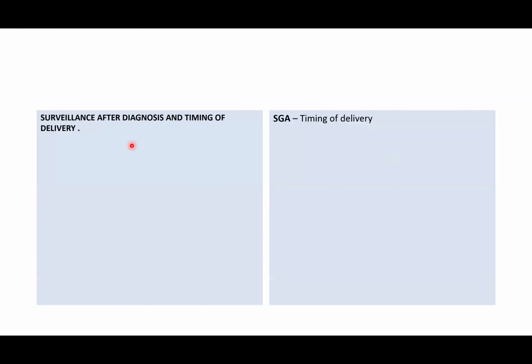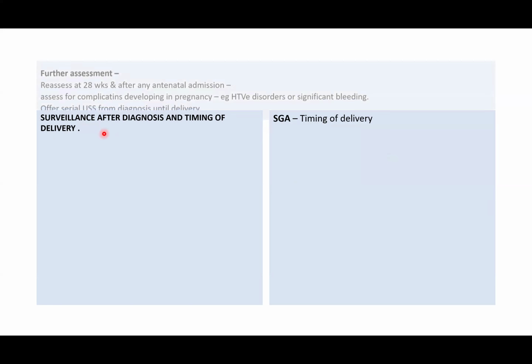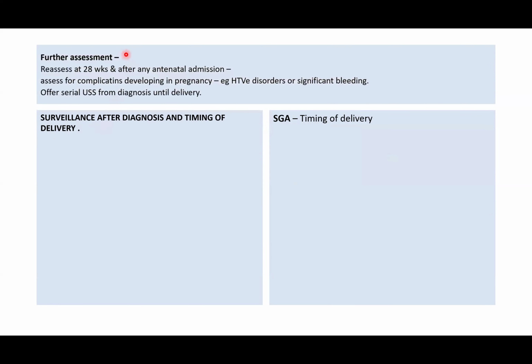All right. What about the further assessment? So we do the assessment at booking, then at the mid-trimester anomaly scan, and again reassessment is done at the 28 weeks appointment and after any antenatal admission. So we have to assess for complications developing in pregnancy, like hypertensive disorders or significant bleeding. And if these complications are present, then we will offer serial ultrasound scans from diagnosis until delivery.